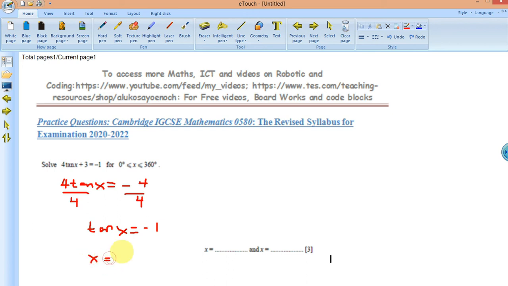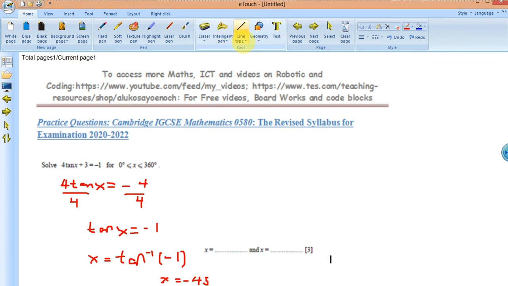Then you find the angle, so you go ahead and find the arctan. So x equals arctan of minus 1. Let me go ahead and use my calculator to do that. Shift tan minus 1 close bracket, that is minus 45. Now this is minus 45, and your angle cannot be negative. Since this is tan, this angle does not fall in the third quadrant.